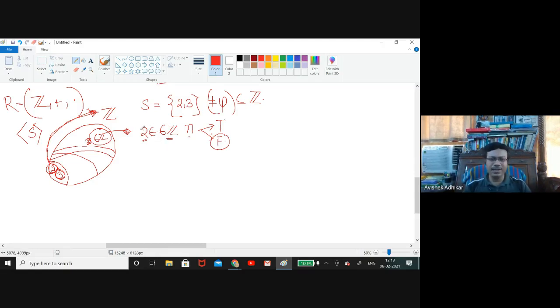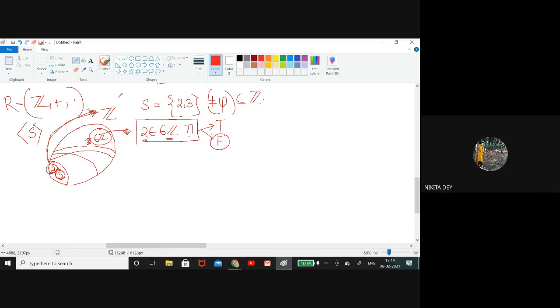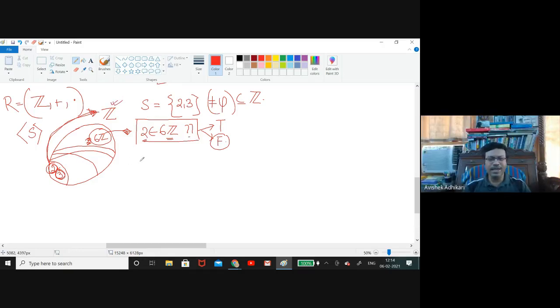Okay, now again, Nikita, can you tell me the story once again? Can you give me an example of an ideal which contains both 2 and 3? That Z. Suddenly Z. Okay, any other ideal which contains both 2 and 3? Any other ideal that contains both 2 and 3? Yes, now you have to think a bit.